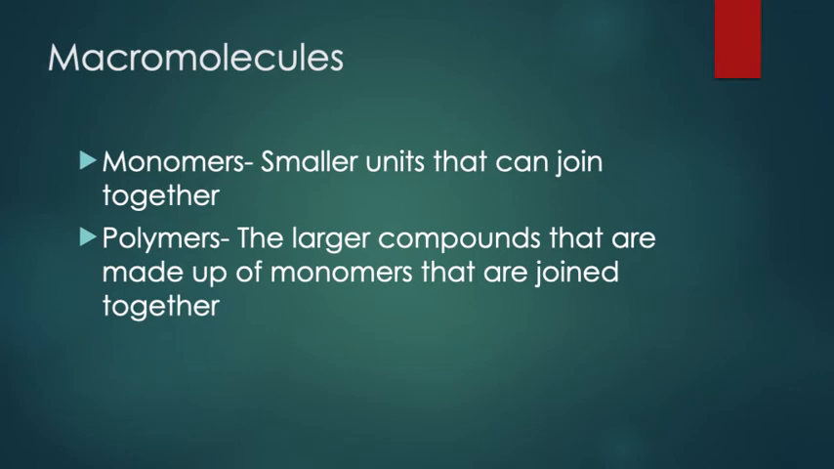Now, monomers are smaller units that are joined together in order to make these polymers, which are the larger compounds that are made out of the monomers. Now, we'll talk about a couple of those as we go here.